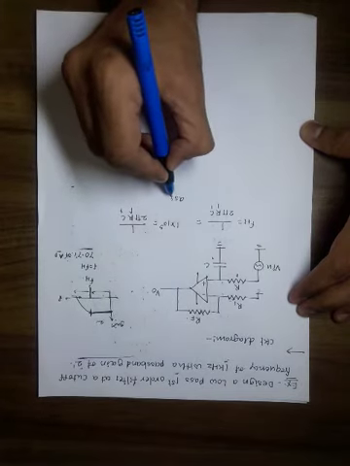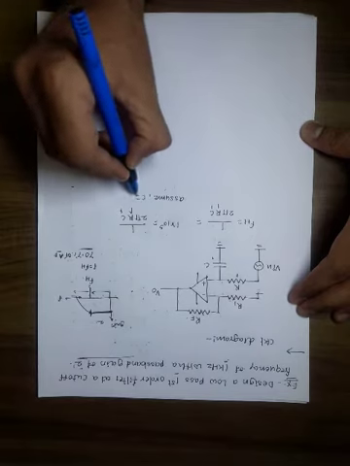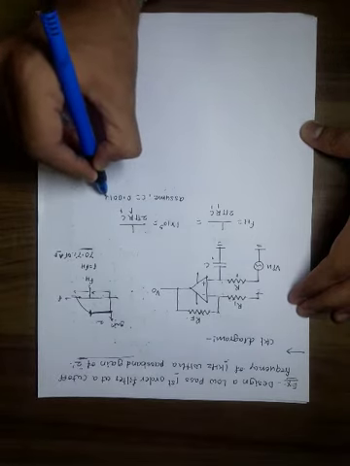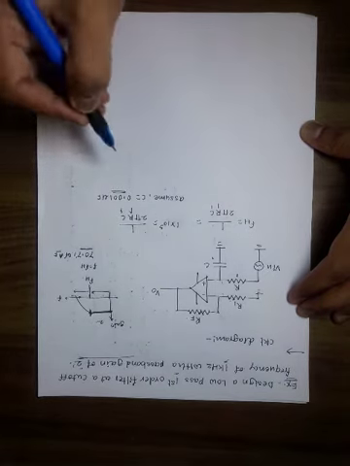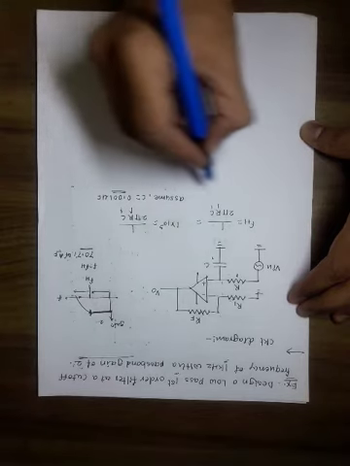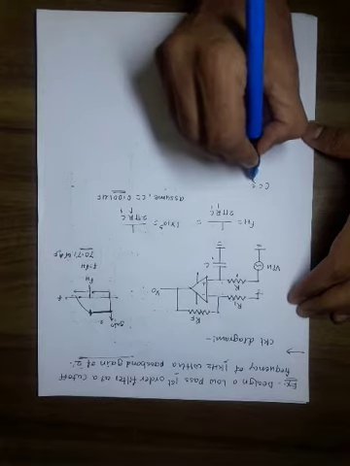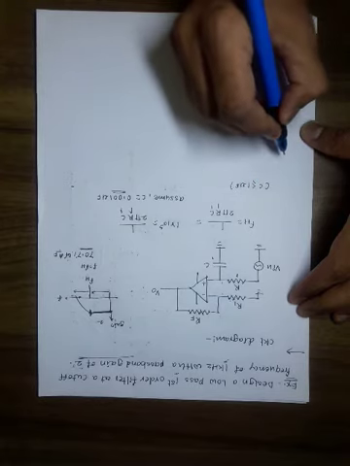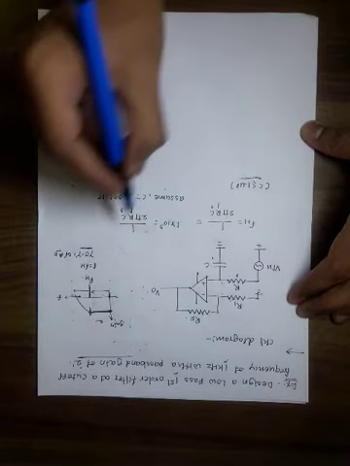Here there are two unknowns, R and C. Assume C equals 0.01 microfarad. This is the assumption. You can select 0.1 or 1 microfarad, whatever value, but take care that C should be less than or equal to 1 microfarad. So you can select any value for C.